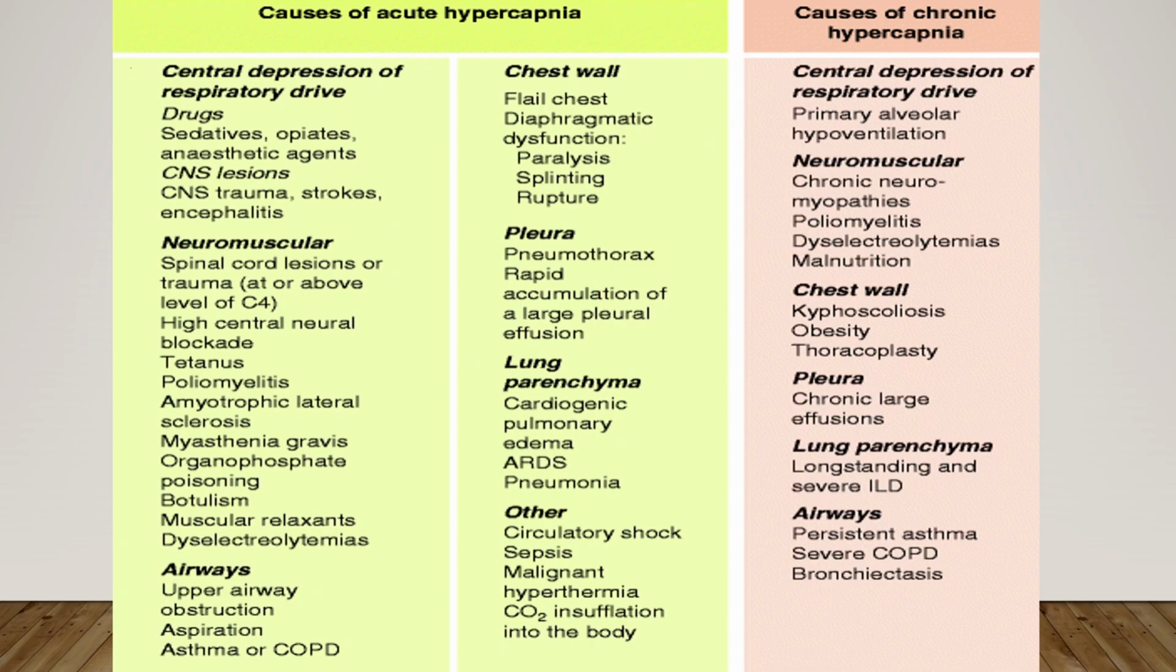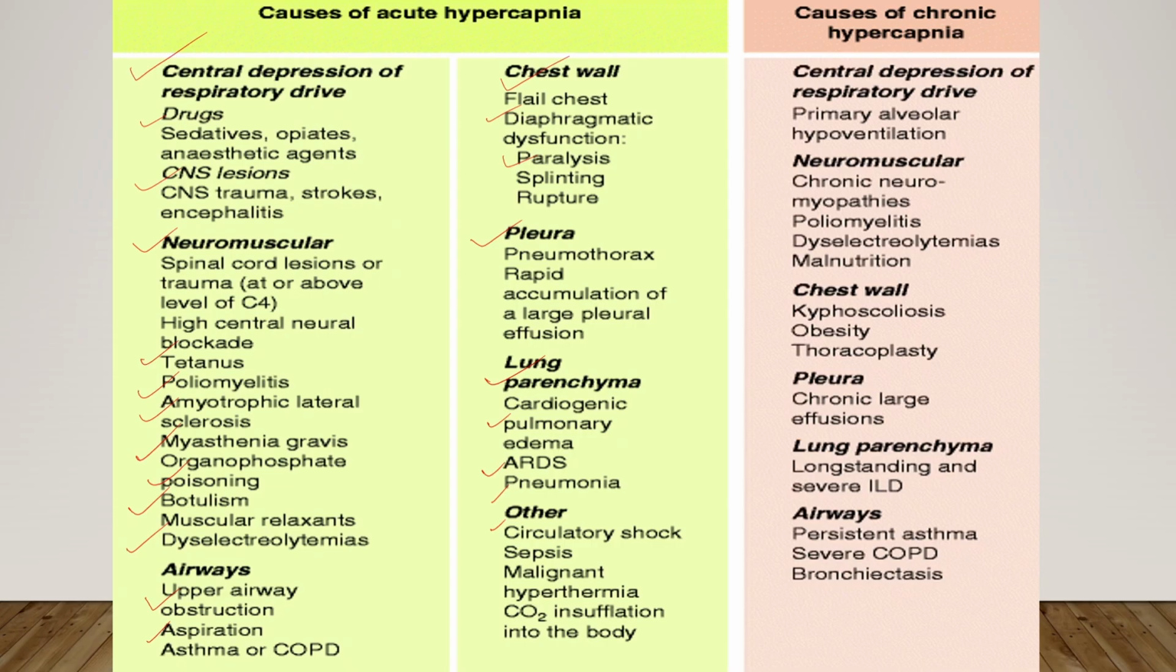We have central depression of respiratory drive, that's use of drugs, CNS lesions, trauma, strokes, etc. Neuromuscular causes, spinal cord lesions, then tetany, poliomyelitis, ALS, myasthenia gravis, OP poisoning, botulism, etc. Upper airway obstruction, aspiration, chest wall also, trauma, that's flail chest, paralysis, etc. Pneumothorax, lung parenchyma, cardiogenic pulmonary edema, ARDS, pneumonia, other circulatory shock, sepsis, malignant hypothermia, CO2 insufficient in the body.